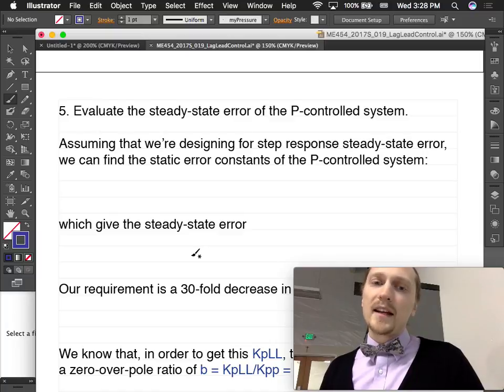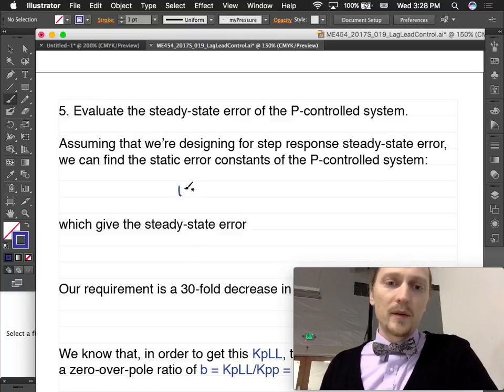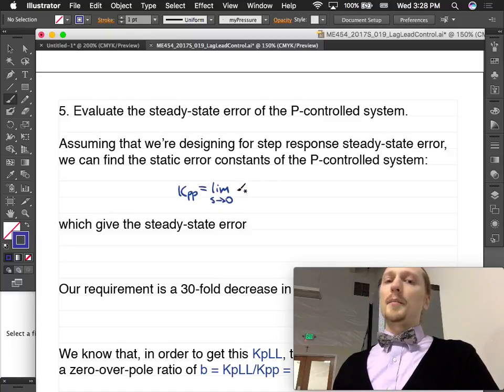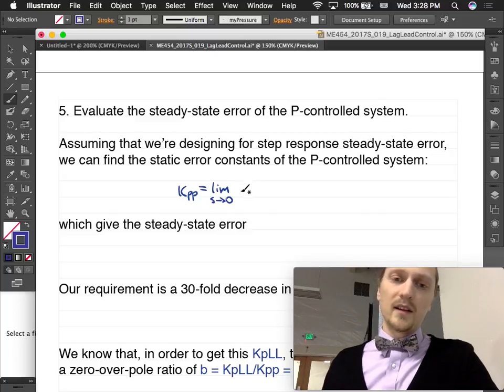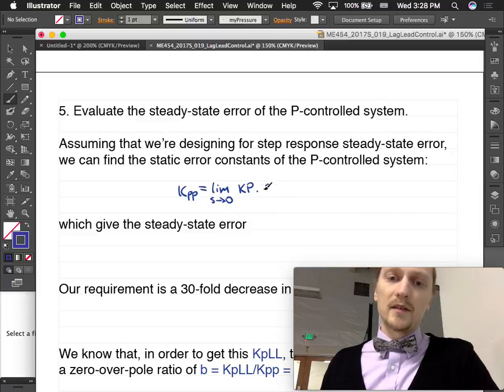We can find the static error constants of the P-controlled system. So remember when we would compute the static error constants of these things back in the good old days? We took the limit as s goes to 0 for a step response. This is the error constant. It is the proportional gain. Don't forget the gain term, otherwise you end up with an answer that's way off.